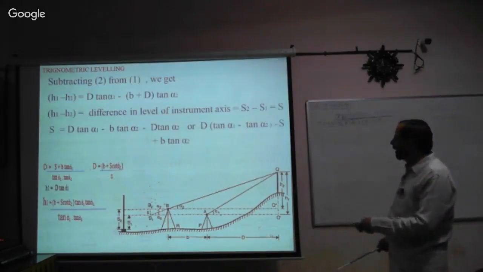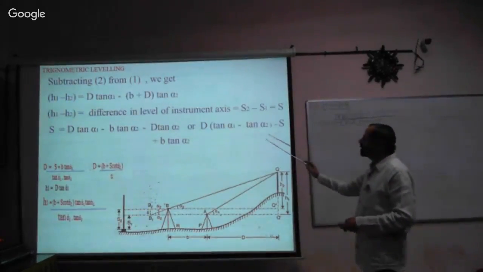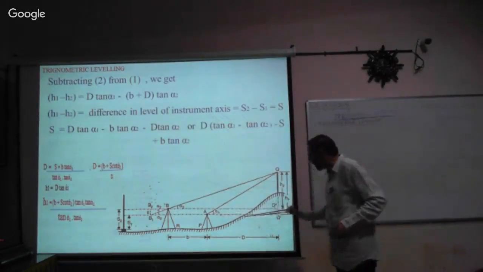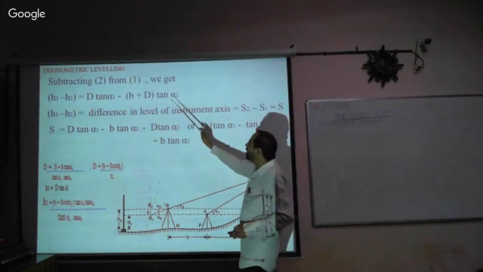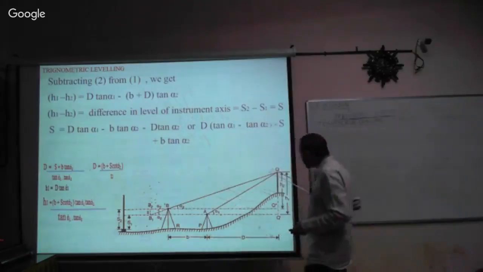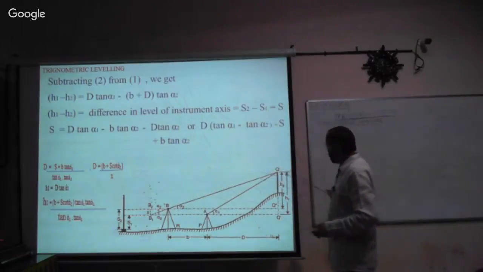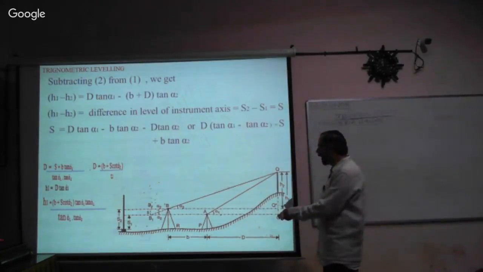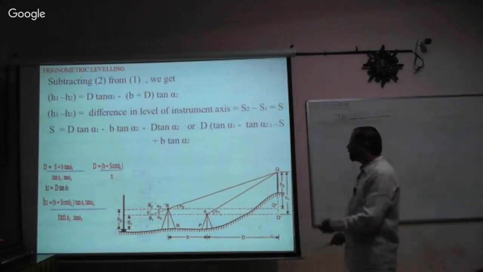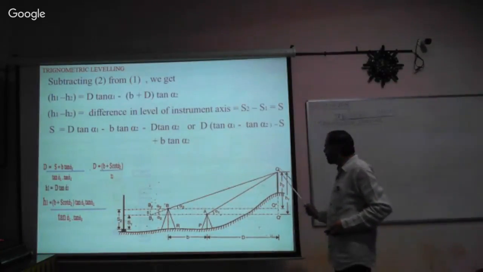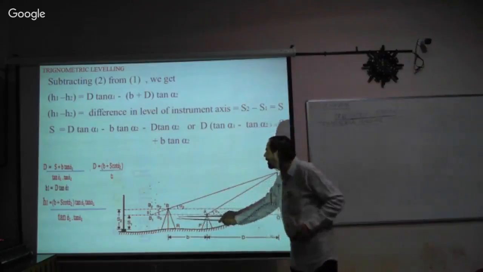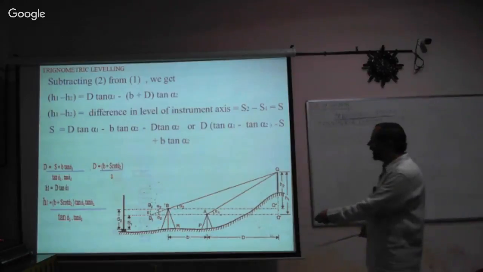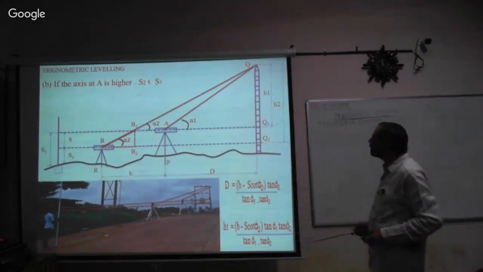We'll see. Considering the first triangle, H1 is equal to D tan alpha 1. H1 is equal to D tan alpha 1. Then consider the modified triangle, the second one. After considering this modified triangle, let us see what we are going to get.